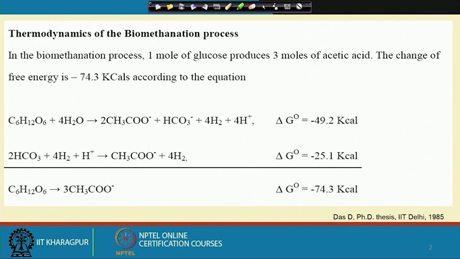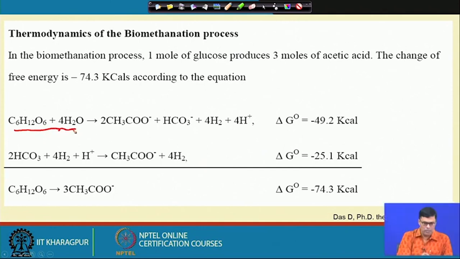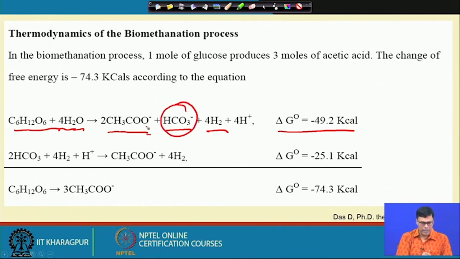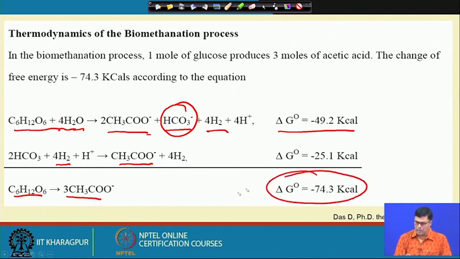Here we have given some examples of the kind of free energy change involved. When you consider glucose in the presence of water, it produces acetic acid and hydrogen, and carbonic acid, and the free energy change is -49.2 kilocalories. Then this carbonic acid in the presence of hydrogen produces acetic acid. So 1 mole of glucose usually produces 3 moles of acetic acid. The total free energy change of this system is -74.3 kilocalories, which clearly indicates that the reaction is favorable.